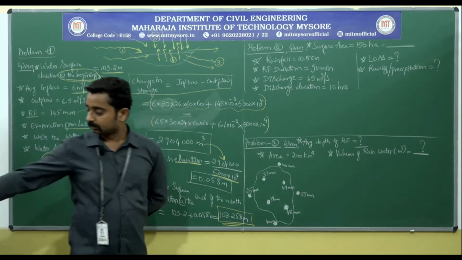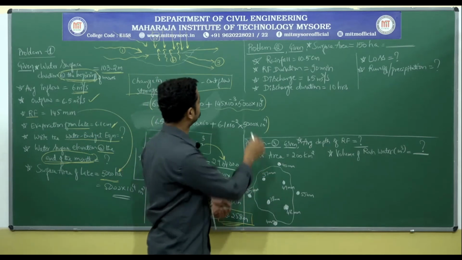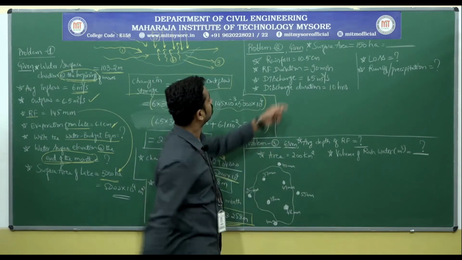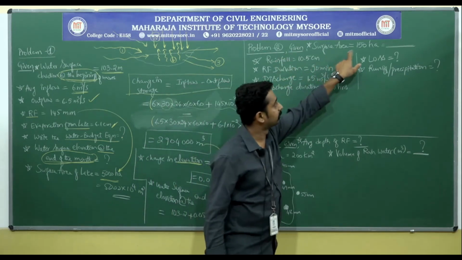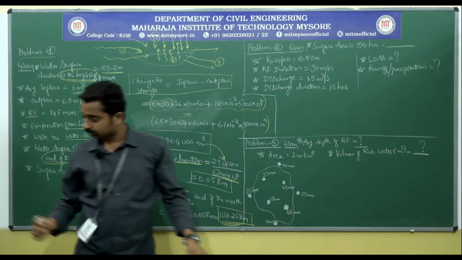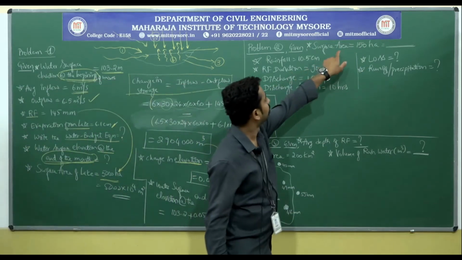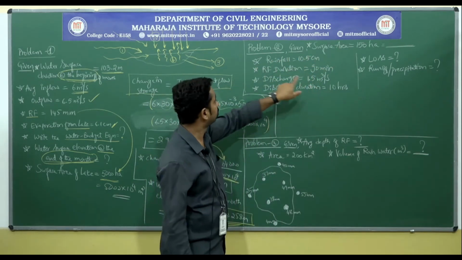Next, just 2 steps. In the problem, these are the given data. Surface area is given, 150 hectares. Given or not? Yes, in the starting only it is given. So 150 hectares. Rainfall 10.5 centimeter, that is also given.